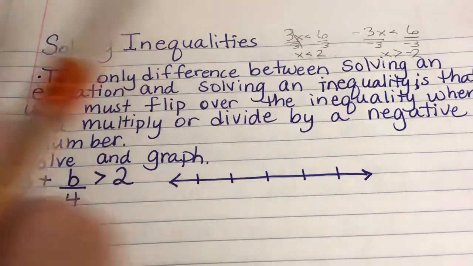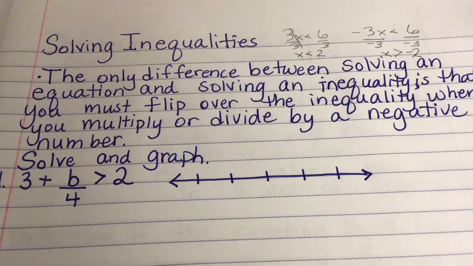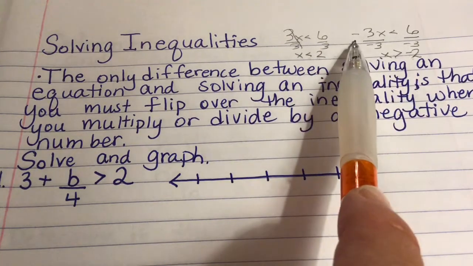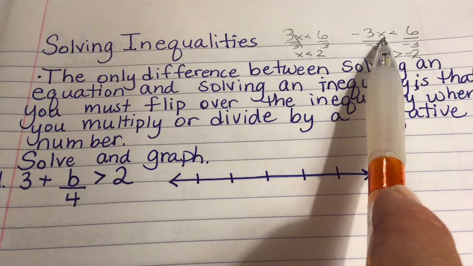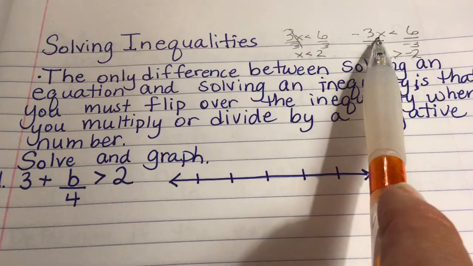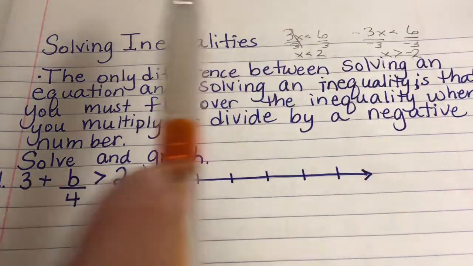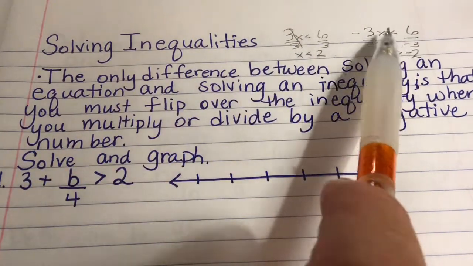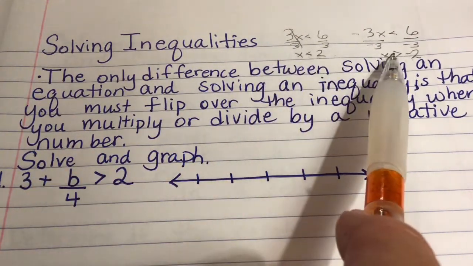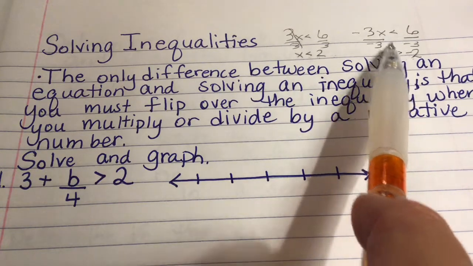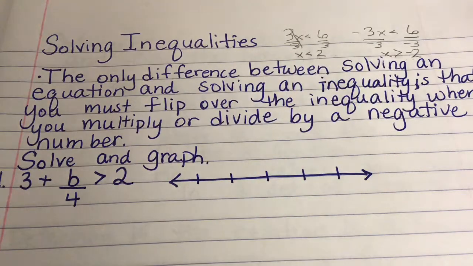So let's say x is greater than negative 2. Well, what integer is greater than negative 2? Negative 1. Negative 3 times negative 1 is positive 3. Is positive 3 less than 6? Yes, it is. So that demonstrates why you need to flip that inequality symbol over in order to create a solution set that will satisfy the original problem.